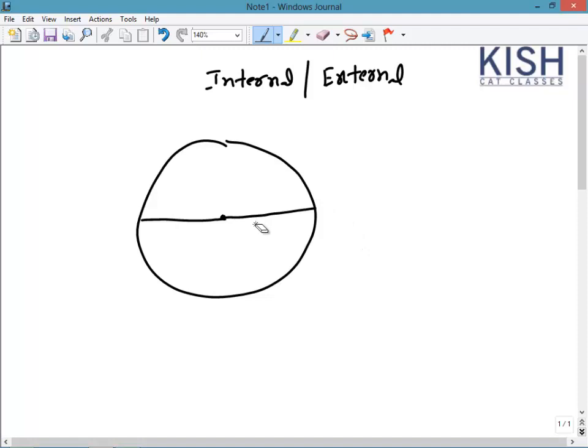The other thing is, when you draw a line inside the circle, it need not be a radius or diameter. It could be just some line. Now as I have drawn line AB, this line AB is called a chord. Now let's discuss the relationship between chord and radius.